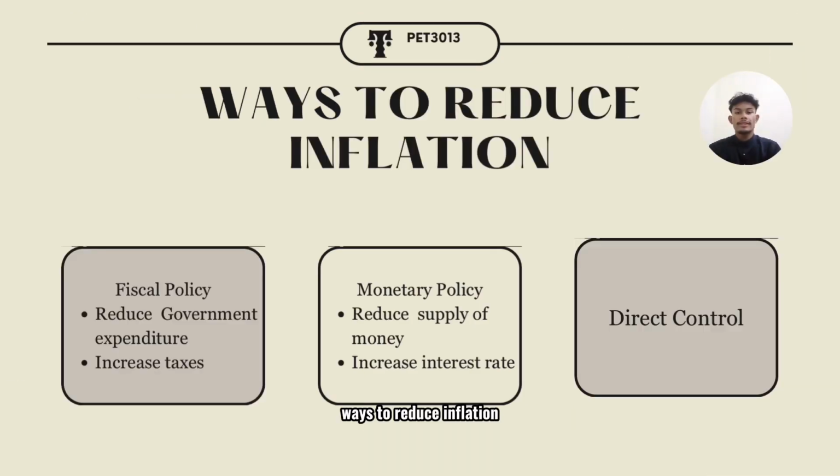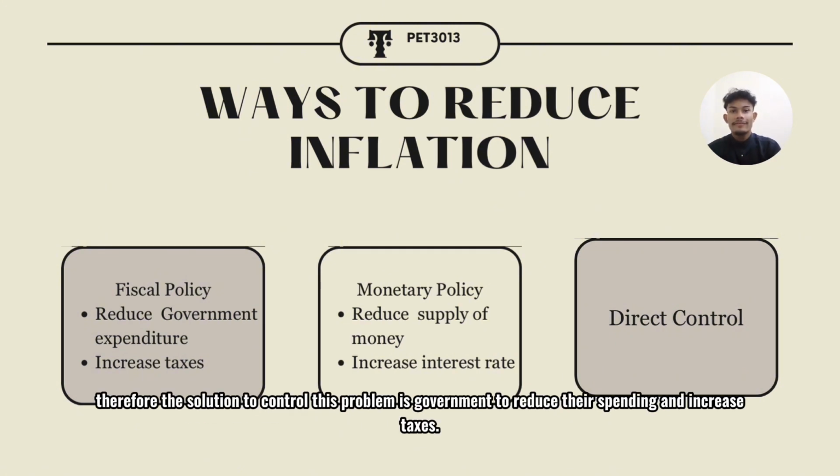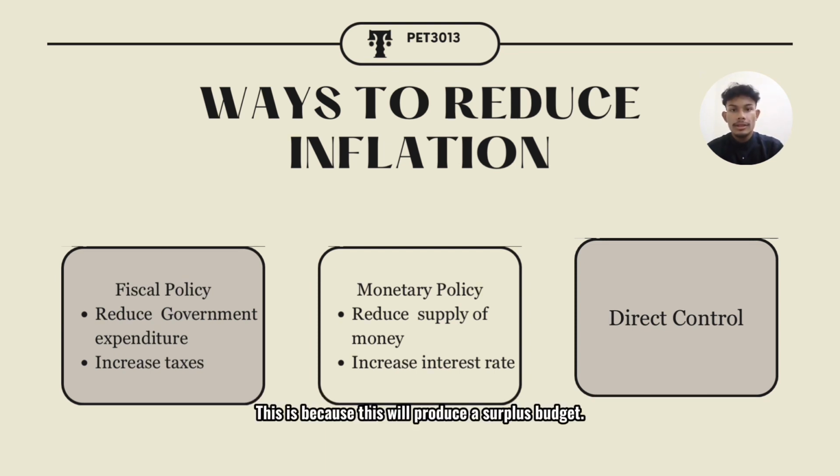Ways to reduce inflation. Firstly, contractionary fiscal policy. Since inflation is caused by excess spending, the solution to control this problem is for the government to reduce their spending and increase taxes in revenue. This is because this will produce a surplus budget for the government. Moreover, an increase in taxes will reduce the disposable income of individuals and their consumption of goods and services. Hence, the price of the goods will fall.